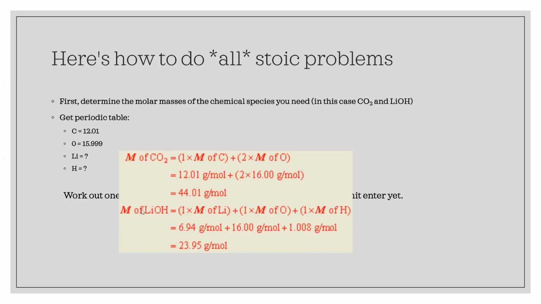For the lithium hydroxide, it's lithium plus oxygen plus hydrogen, and the exact number is 23.95. In the case of this problem, they're only giving you, what, 5 grams? So the significant figures are pretty relaxed on it. So we get this together.